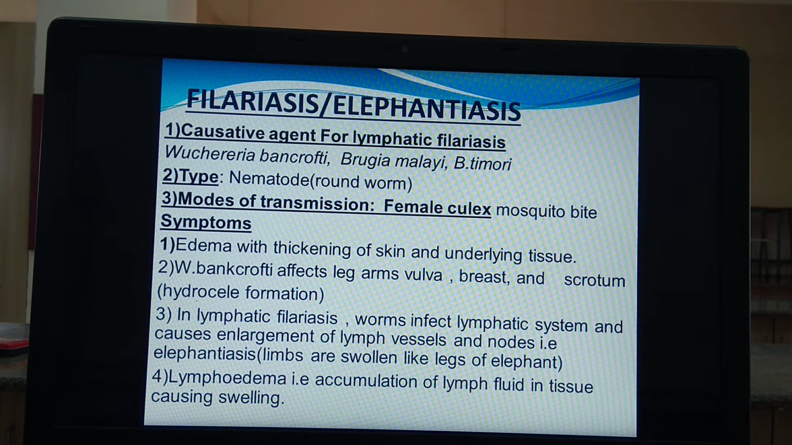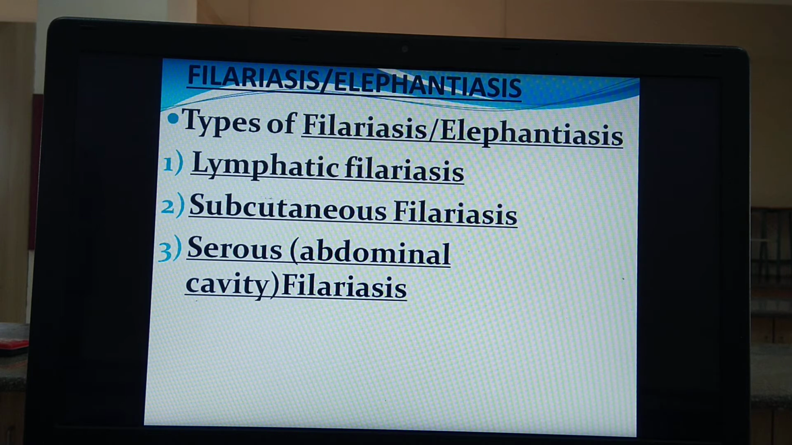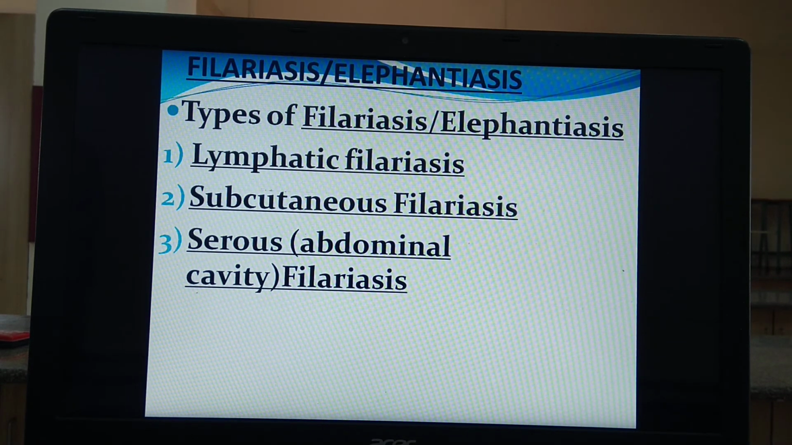Before starting with modes of transmission and all, we'll see the types of filariasis. Types of filariasis or the elephantiasis include first one called lymphatic filariasis, second one subcutaneous, and third one called serous filariasis. What are the meanings? When the lymphatic tissue or the interstitial fluid gets infected, it becomes lymphatic.